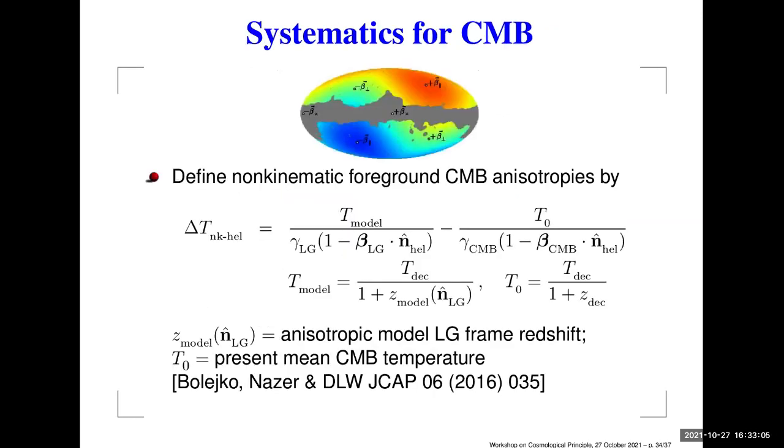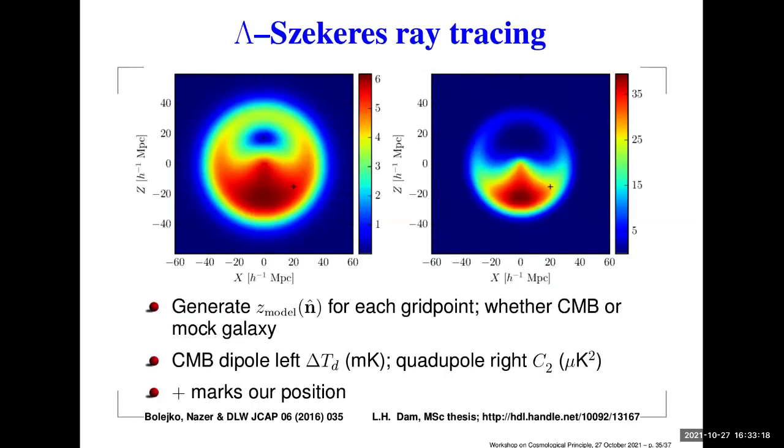And the thing is, we can define what non-kinematic means, and we can actually go away and have toy models of non-kinematic dipoles and actually test them. And that's what we've done in ray tracing. So this is purely, to cut out all of the other stuff, a toy model asymptotically normalized to a Planck lambda CDM model on scales larger than 100 megaparsecs.